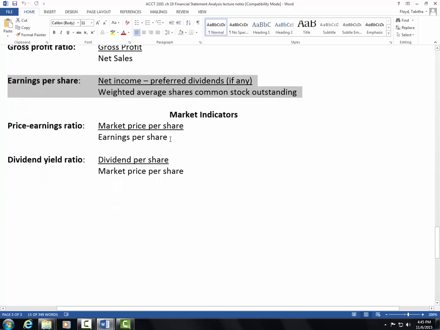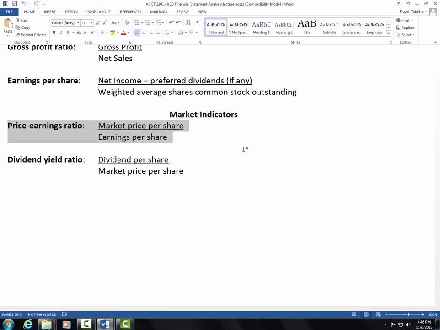And two new ratios for this chapter. They're called market indicators. Market indicators. And they're using the current market price, the current price of a share of stock, to indicate growth potential. This price earnings ratio is a measure that some investors use to see how much potential growth that business has, the growth potential for that business. So the higher, the better. The higher, the better for that.